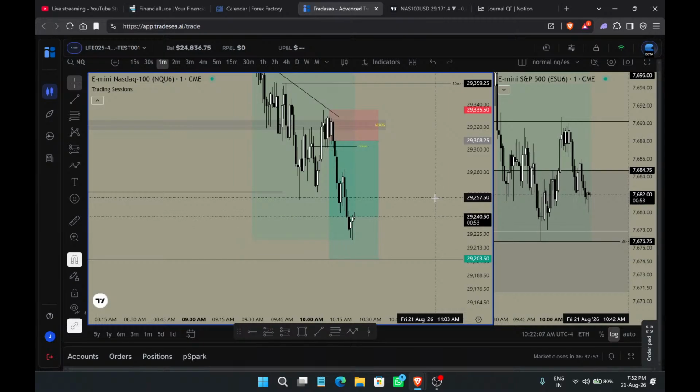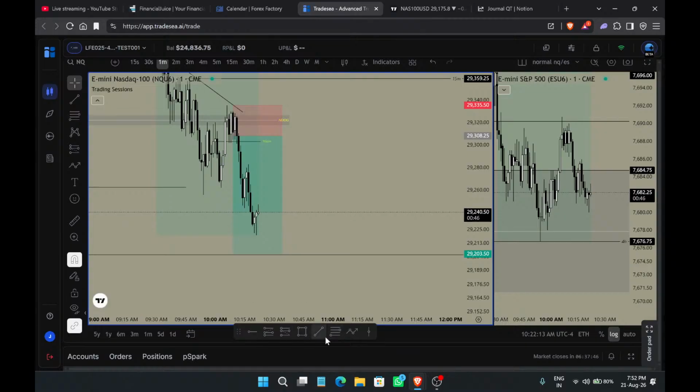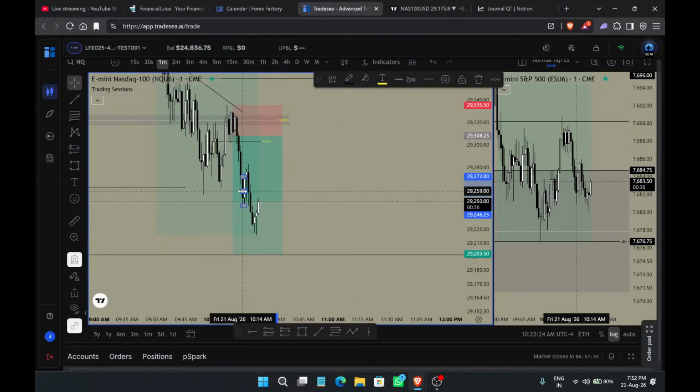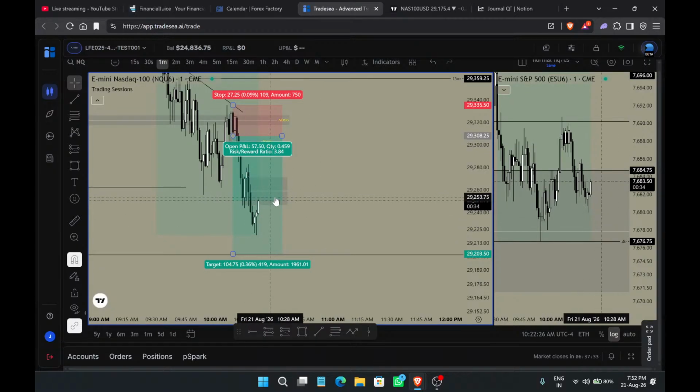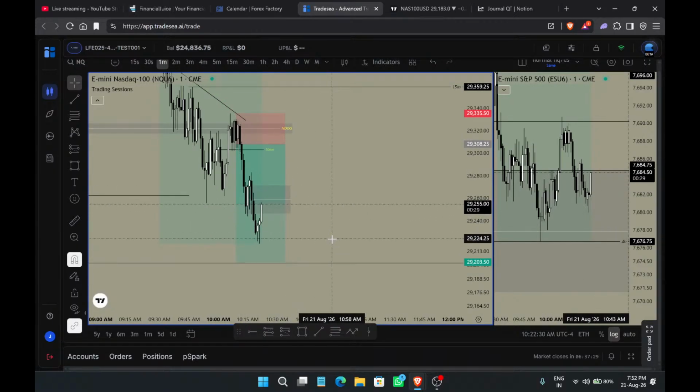Look at what we did here. If I was you, I would trail my stop to the CE of this order block. Book some profit there and move your stop to the CE of this order block. Okay, guys. Come on.